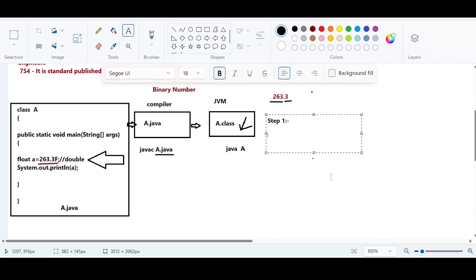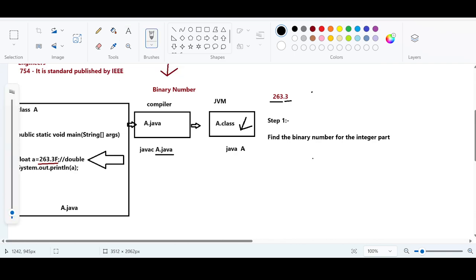Find the binary number for the integer part. How would you do it? We know these things already. We are experts in this, right? So the binary number is 263. Focus here, guys. 263 is the decimal number, the integer part, and this has to get converted to the binary number.